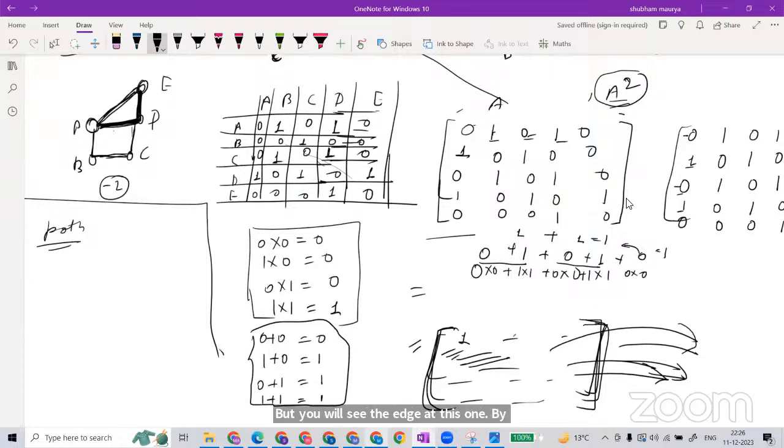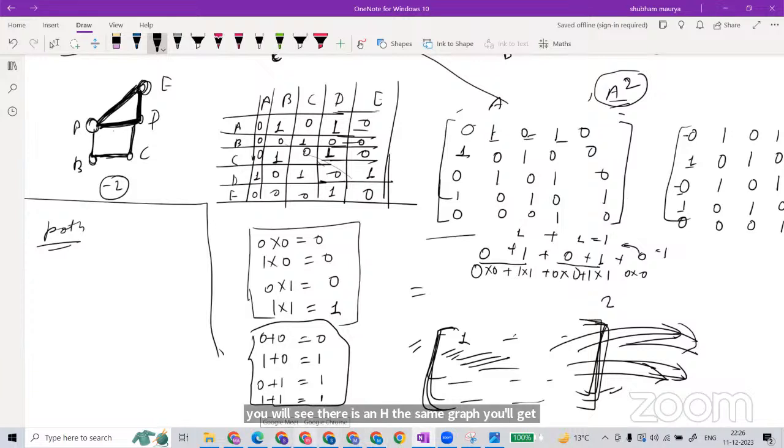Why? The reason is, between these two vertices, if you count the path, the length of the path is 1, 2, and 3. The length of this path is 3. But if you do the square and form that graph, you will see there is no edge between them, because this path is 3. But this other edge will be added. If you draw the graph of this adjacency matrix, you will see there is an edge between these two.